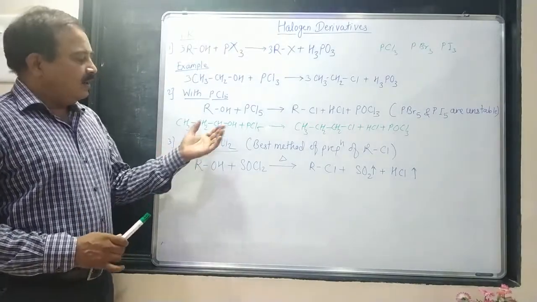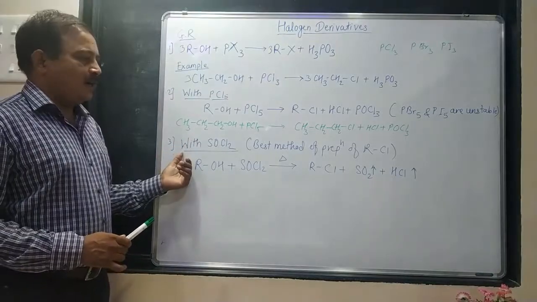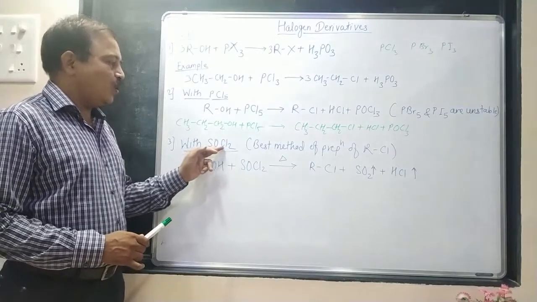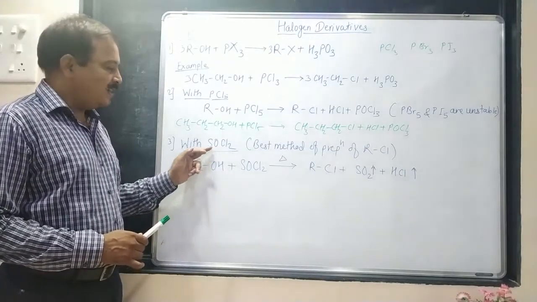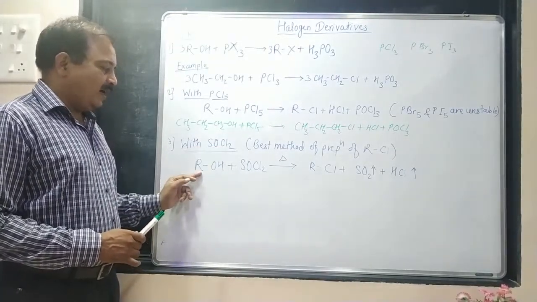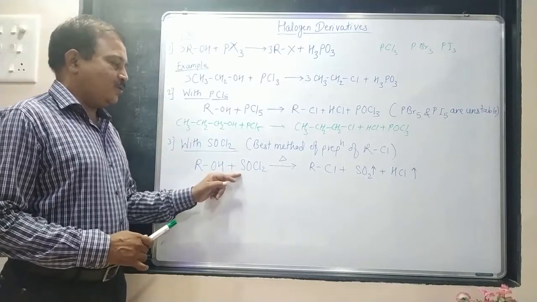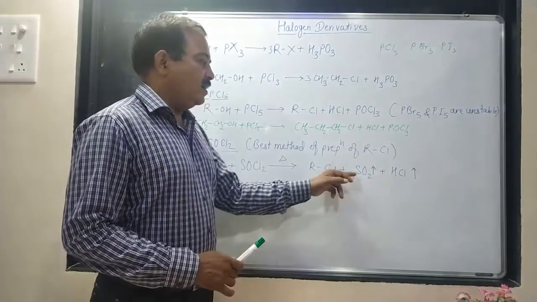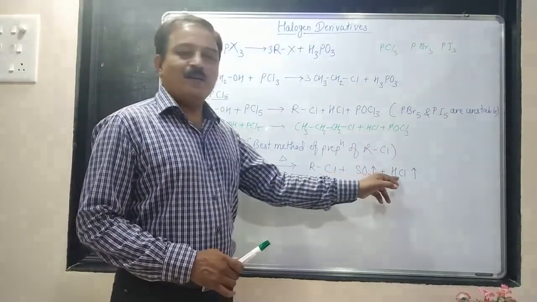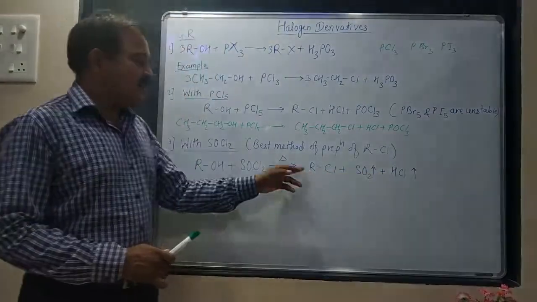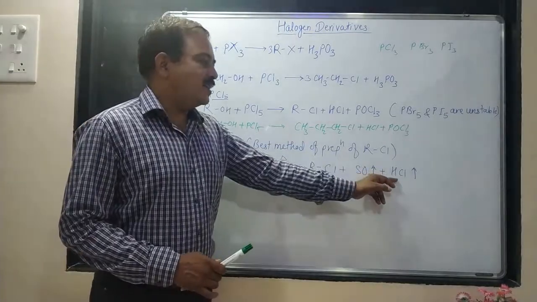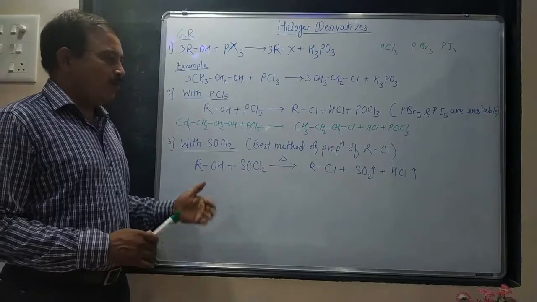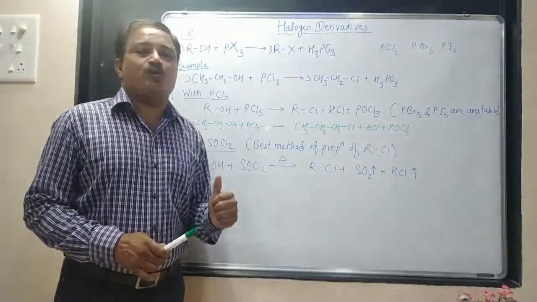Now the third method of preparation of alkyl chlorides is by using thionyl chloride, that is SOCl2. Again ROH plus SOCl2, when heated, we get the alkyl chlorides, SO2 gas and hydrochloric acid gas. As there is a heating sign, HCl will be in the form of a gas. So this method of preparation of alkyl chloride is the best one.